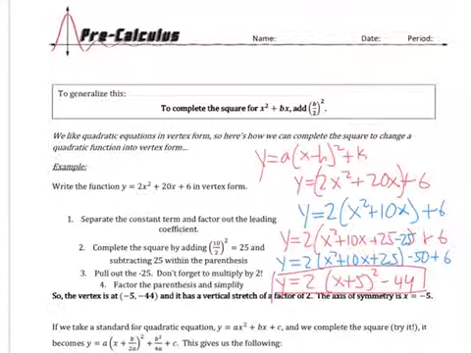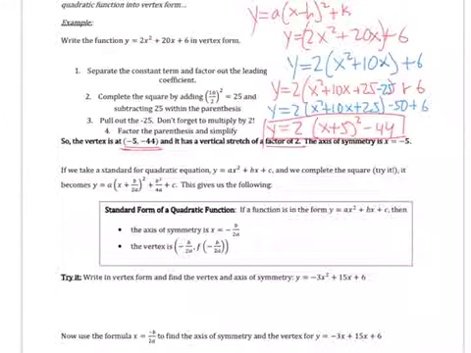And we can see that our vertex is negative 5, negative 44. And it's got a vertical stretch by a factor of 2. And the axis of symmetry, well, that's the line that goes right through the vertex. That's x equals negative 5. So that's how we can take an equation that's in standard form and change it into vertex form.